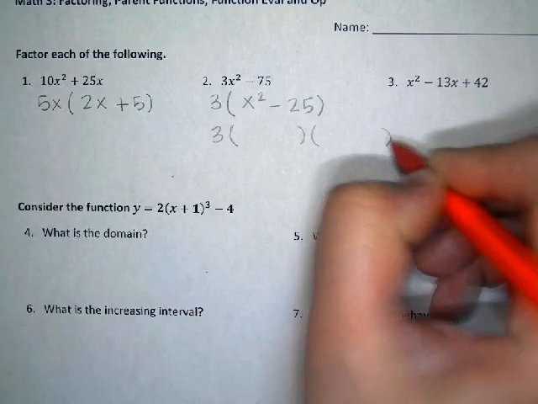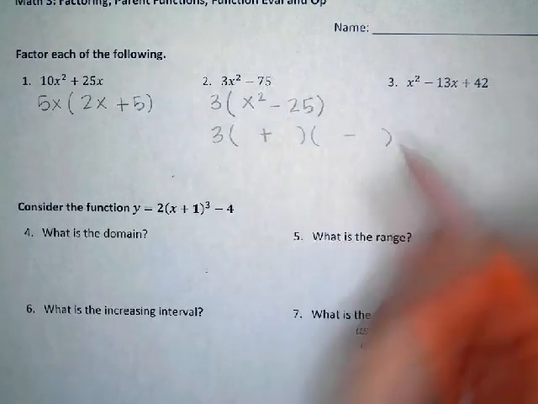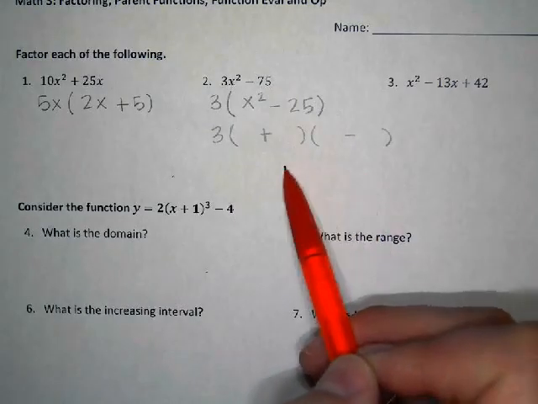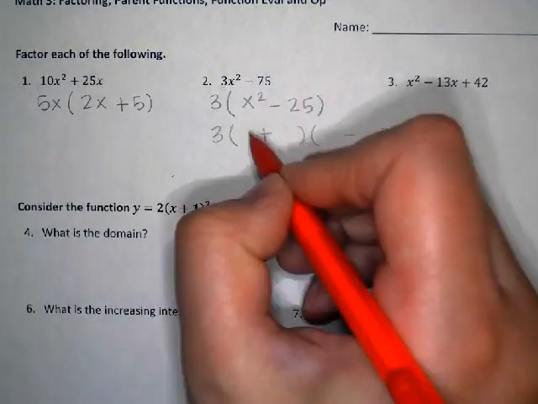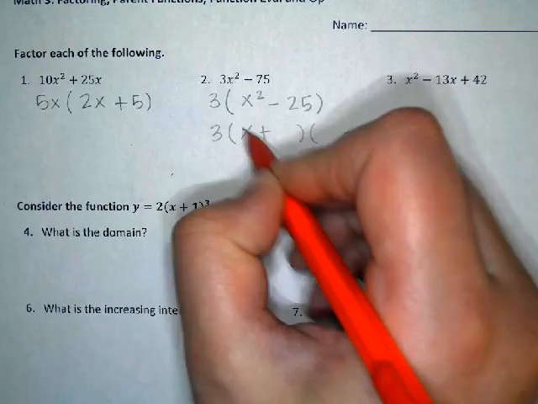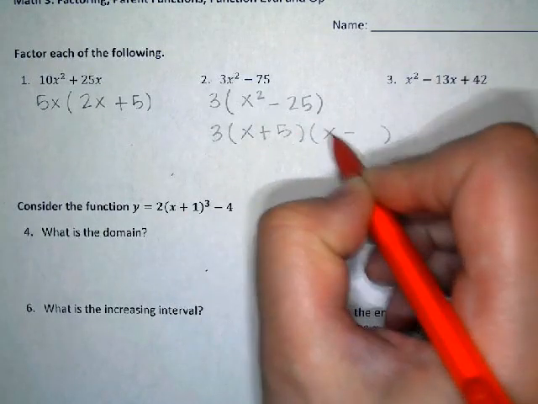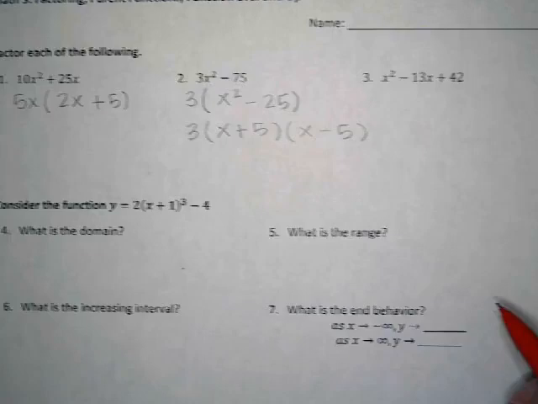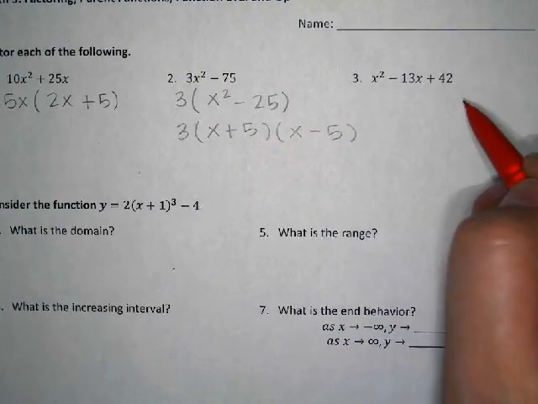So we're going to have 2 parentheses, one with a plus, one with a minus. And what does that put in those parentheses? We have x plus 5, x minus 5. So you're right with the 5 and 5. Yeah, x plus 5, x minus 5. Okay. And then what about the third one?